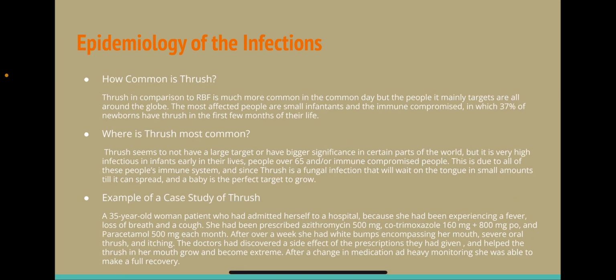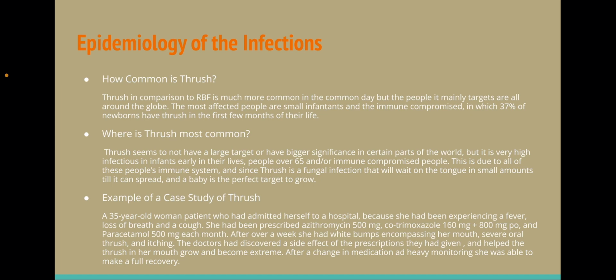How common is thrush? In comparison to RBF, it's much more common, and the people it affects are found around the globe. The most affected people are small infants and the immunocompromised, with 37% of newborns having thrush in the first few months of their life.